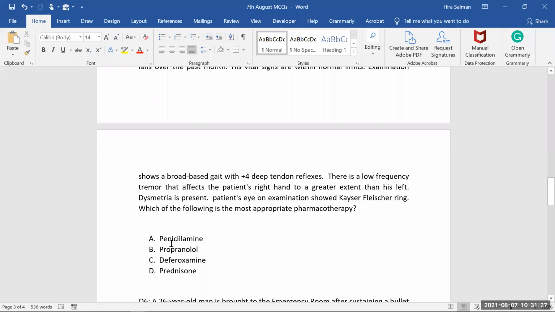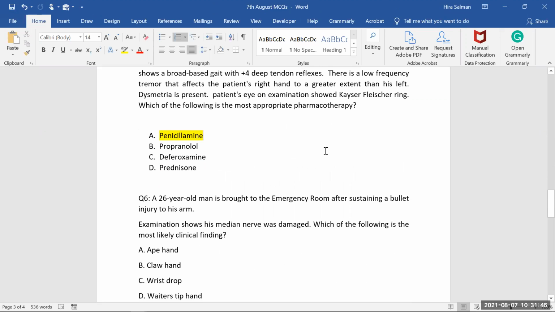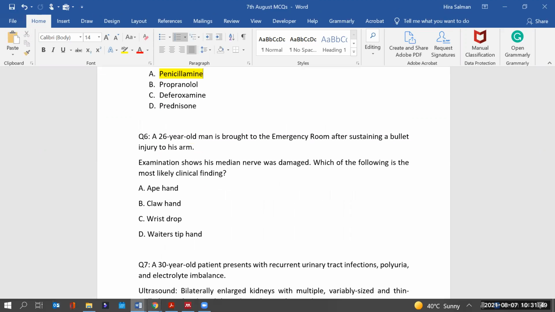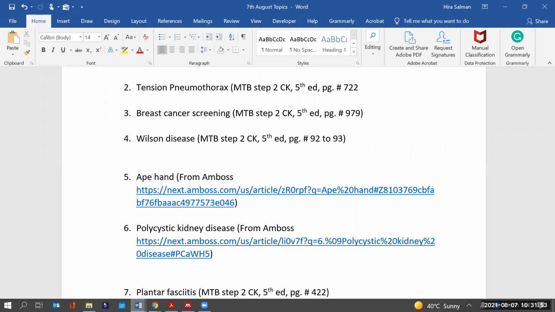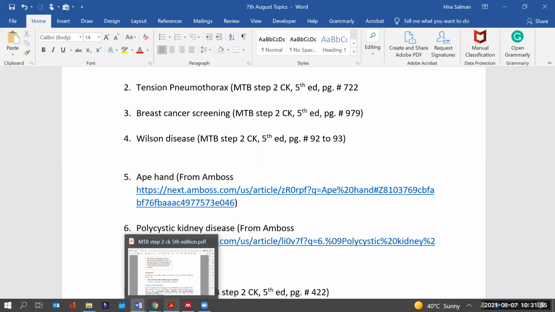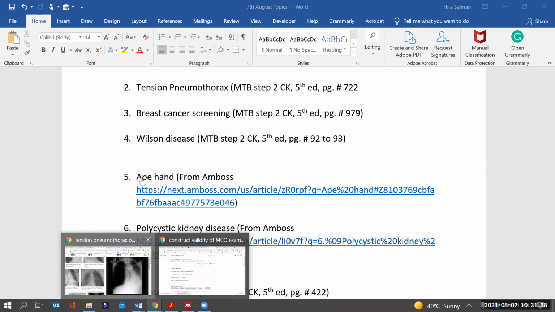So here we will go for penicillamine because it's one of the chelating agents. Say for example, if penicillamine is there and they're asking what can be the next one, then you can think about zinc. And what can be the next one? You can think about trientine. So there are 3 things we are actually using, but always the first one is penicillamine. Now, for the next one, we have to go for the theory. We have this ape hand. Ape hand we will cover from Ambers because it's not there in MTB.